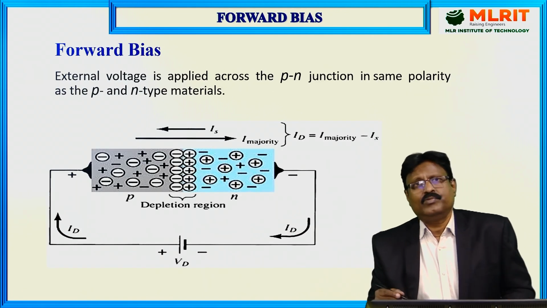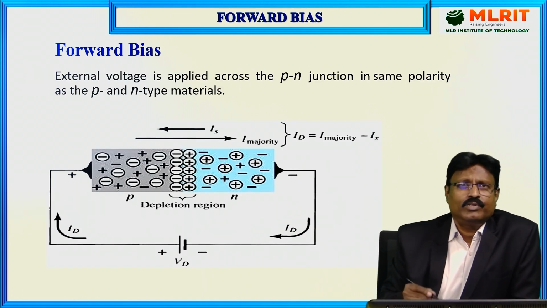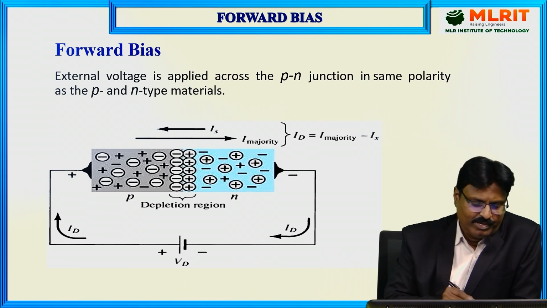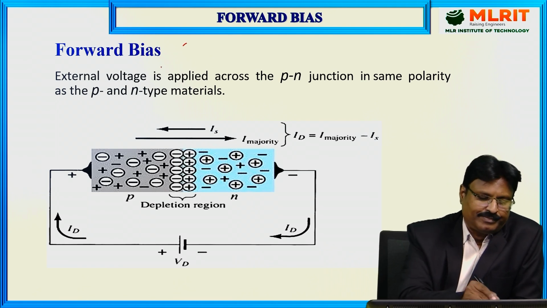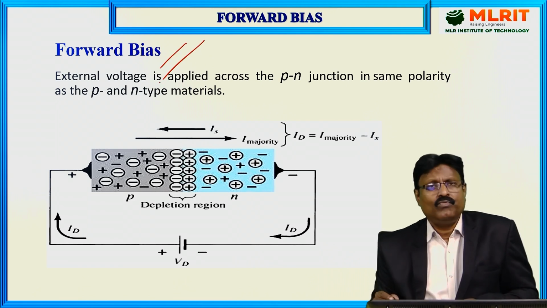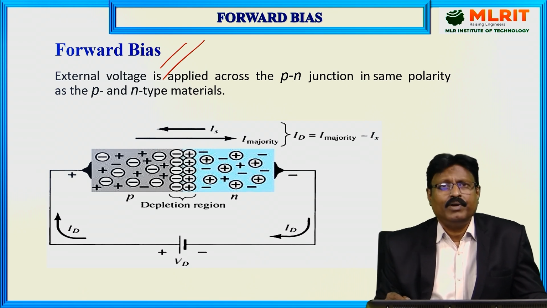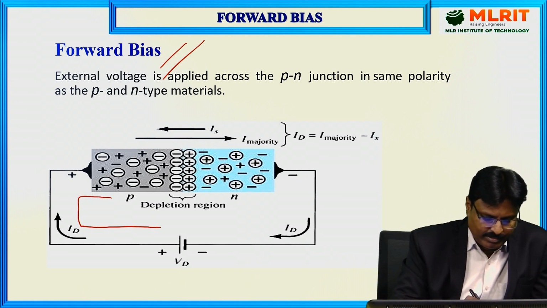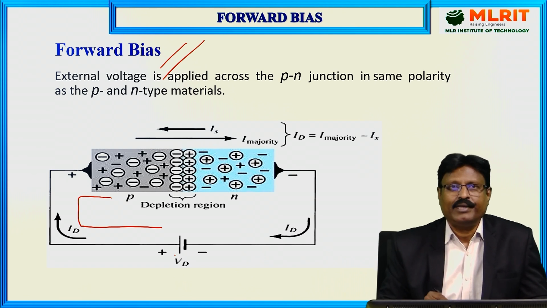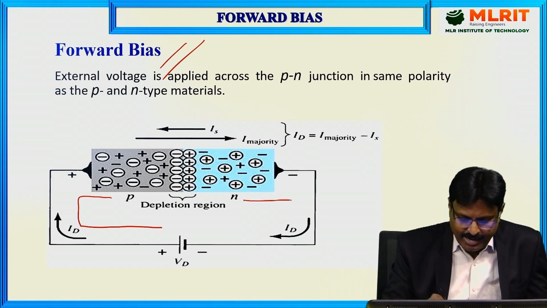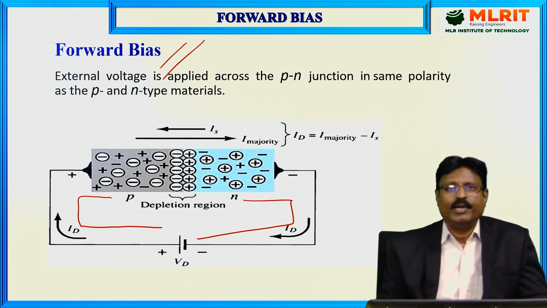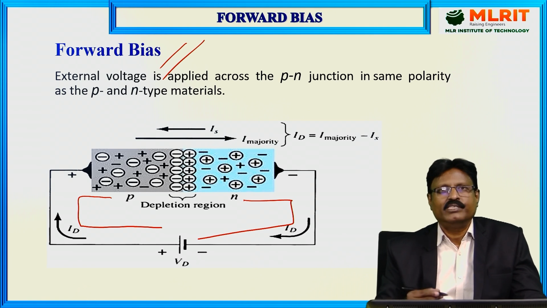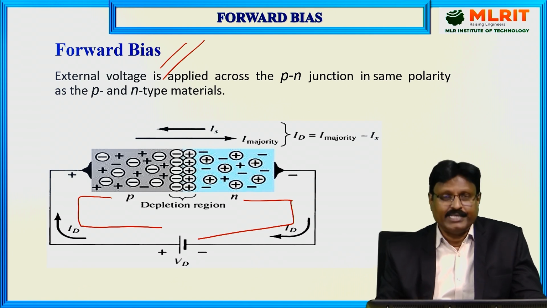Next, let us move to the third operating mode, that is called forward bias. Forward bias means, as you can see here, P is connected to the positive terminal of the battery and N is connected to the negative terminal of the battery. That is called forward bias.